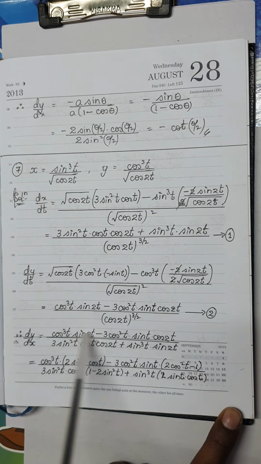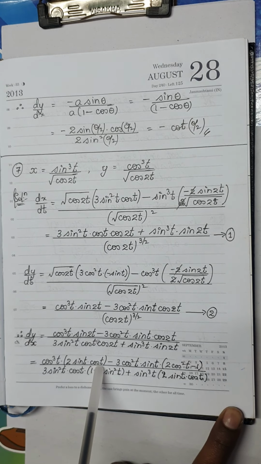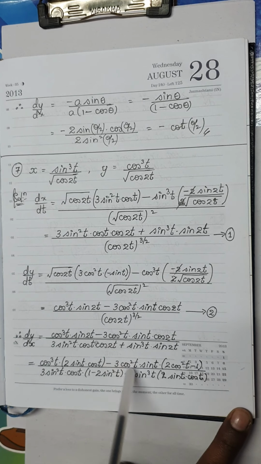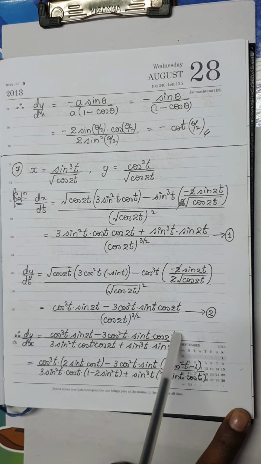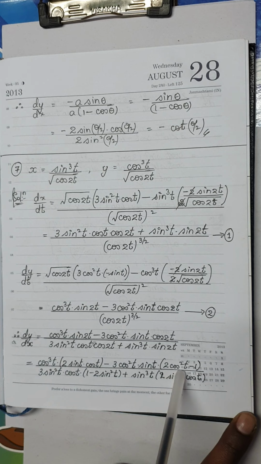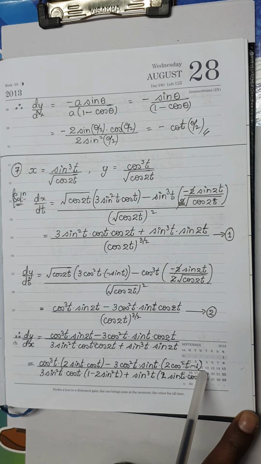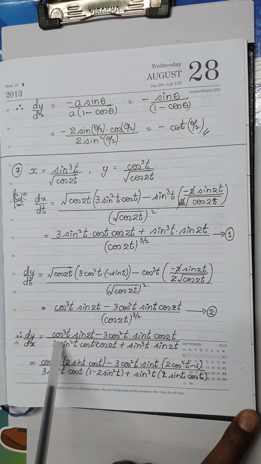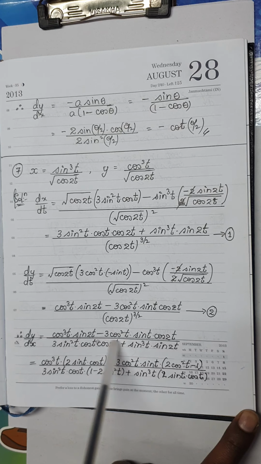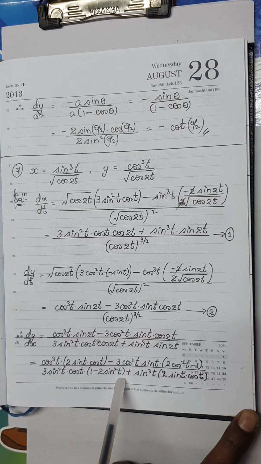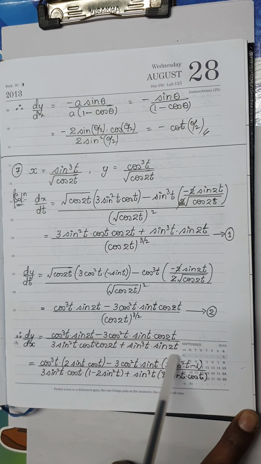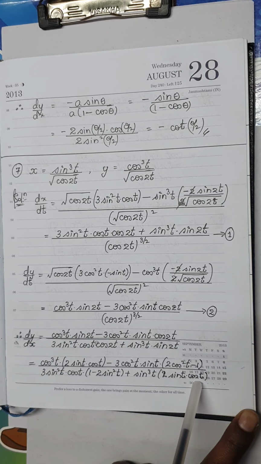Cos cube t is kept as it is. Sin 2t is nothing but 2 sin t into cos t, isn't it? Okay. 3 cos square t sin t, and now cos 2t will be written as 2 cos square t minus 1. Okay. Fine. Similarly, 3 sin square t into cos t. Cos 2t I am going to write in terms of sin, that is 1 minus 2 sin square t. Okay. Plus sin cube t is left as it is. Sin 2t is 2 sin t into cos t.